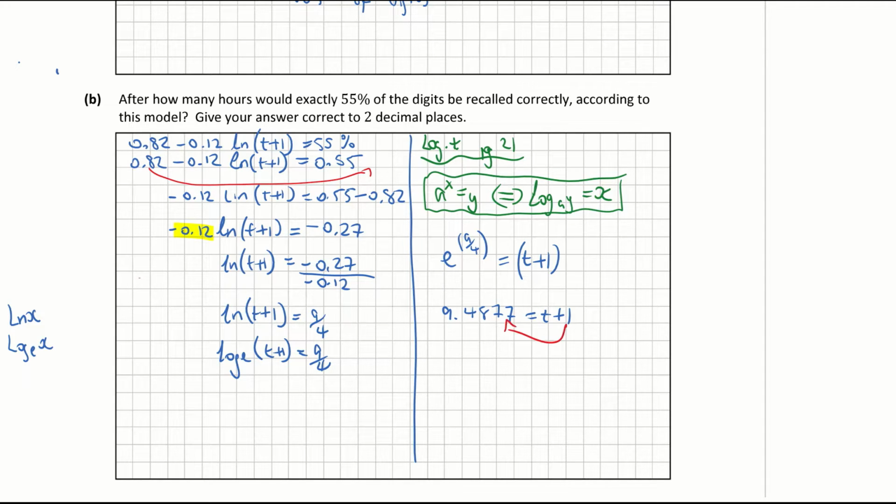Subtract 1 from both sides or move over that 1 is giving me 8.4877. So I just subtracted the 1. And the question wants it to 2 decimal points, so that would give me 8.49 as my value for t. So 8.49 hours, basically, is what this is getting us to do.